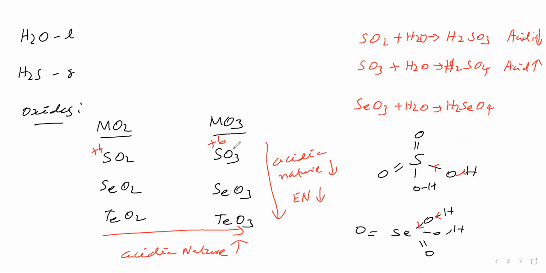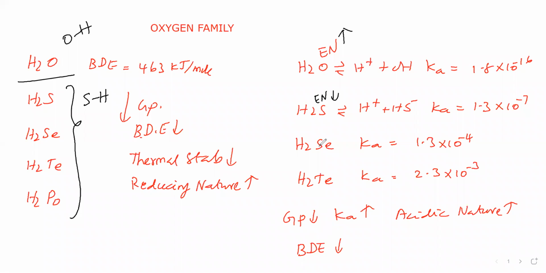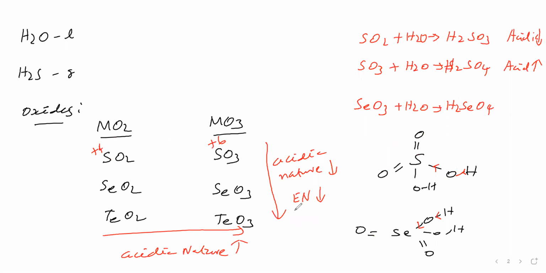So in the oxides, acidic nature decreases down the group. In the hydrides, down the group, acidic nature increases. Here we are explaining using electronegativity, and in the hydrides, we are explaining using bond dissociation energy. Sir, next we will see reducing nature.